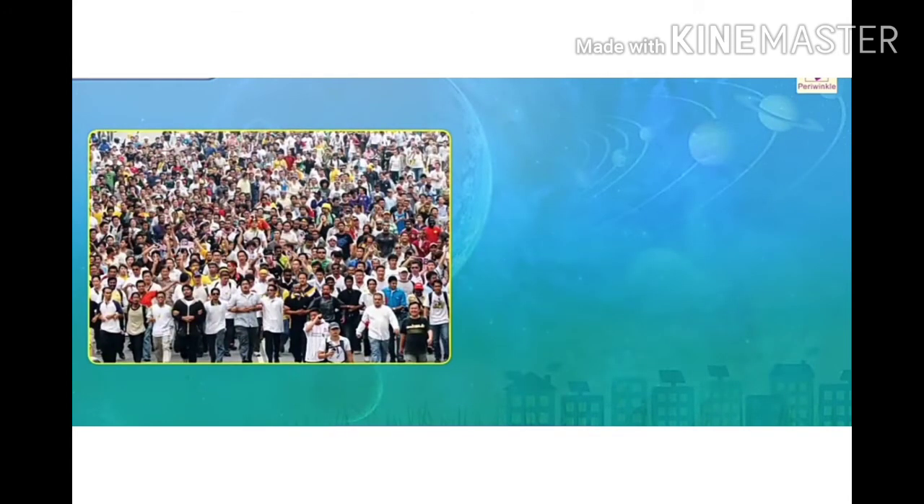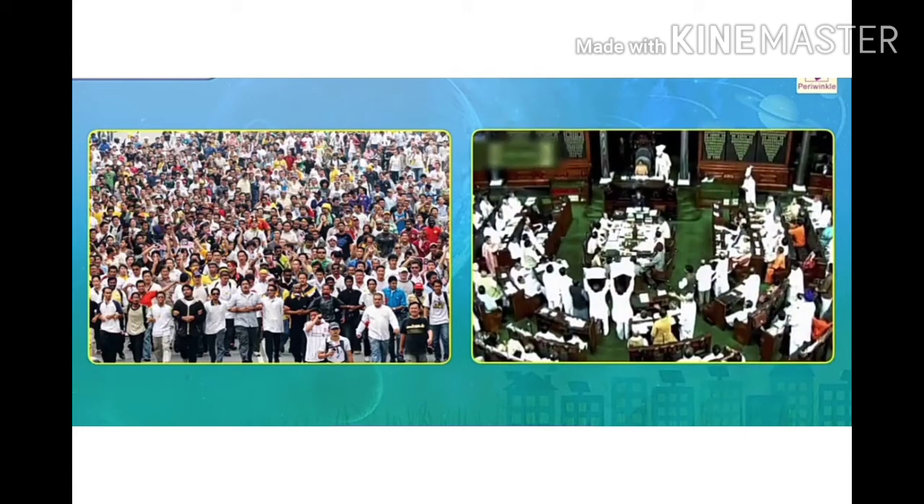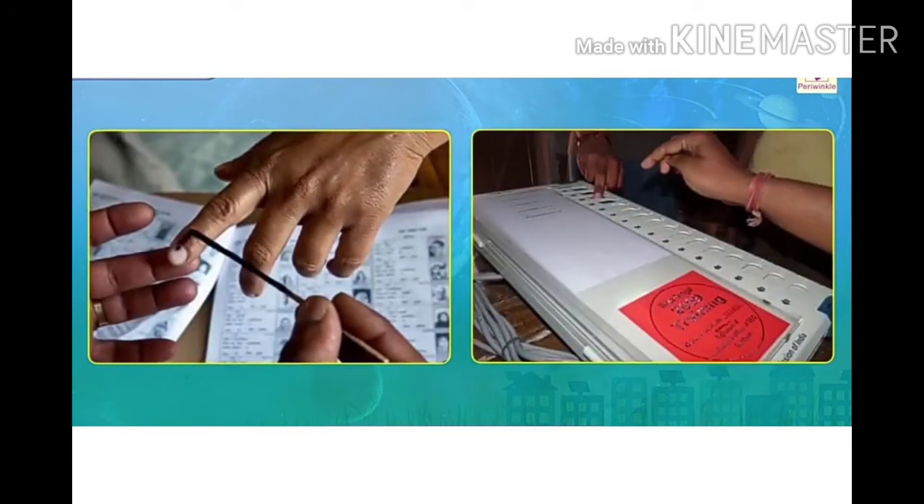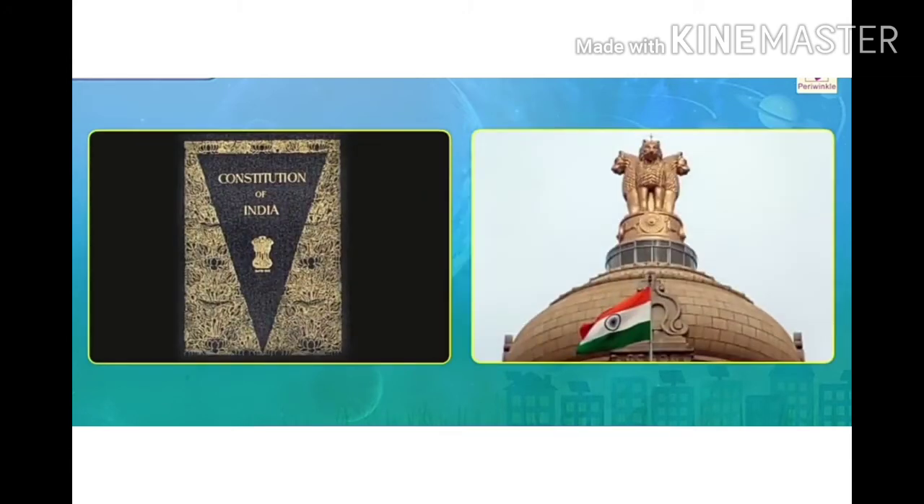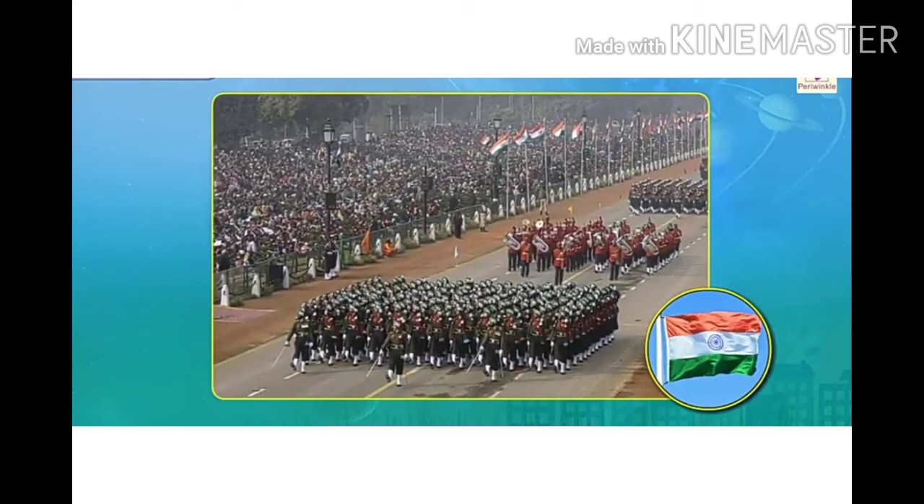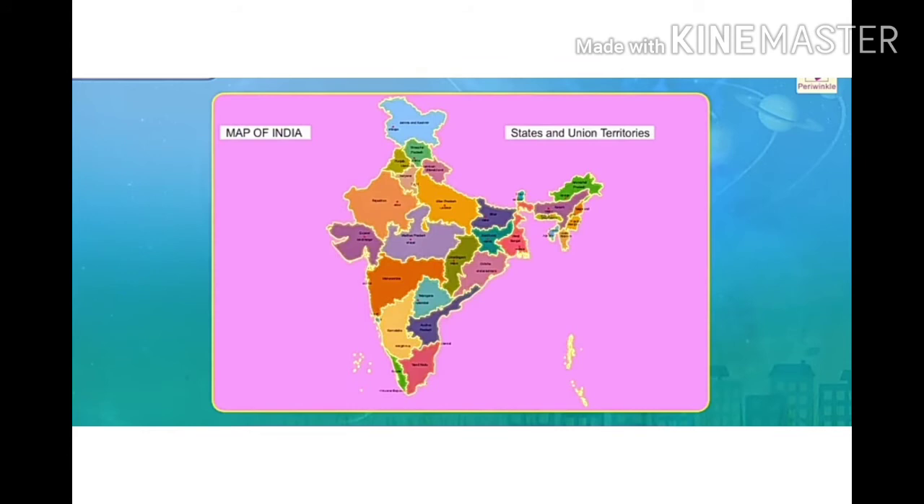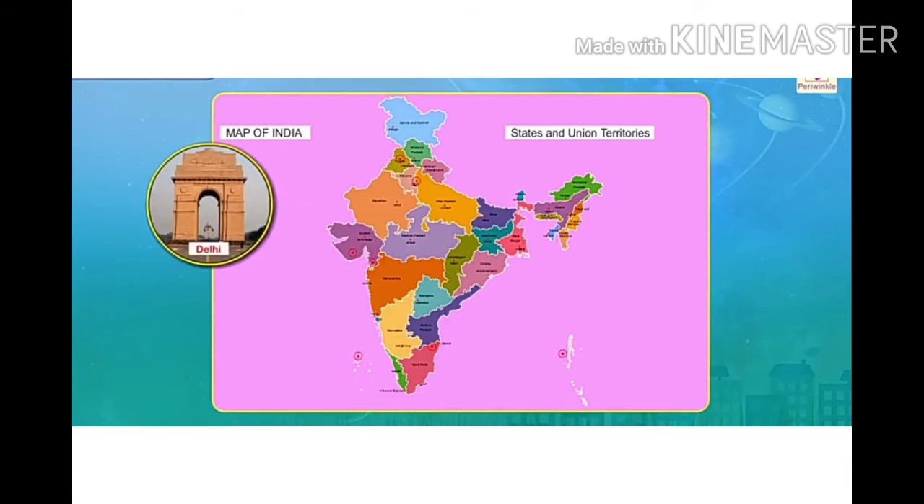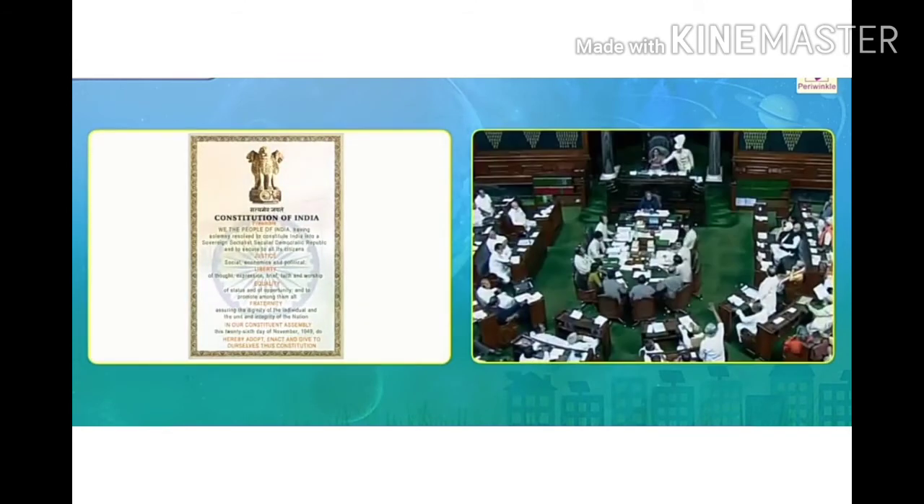India is a country of vast population and has a democratic government. India is also the world's largest democracy. The Constitution of India came into effect on 26th January 1950. This day is celebrated as the Republic Day of India. India consists of 29 states, 6 union territories, and 1 national capital territory, Delhi. The country follows the constitution according to which the government functions.